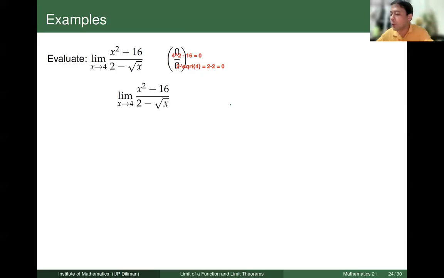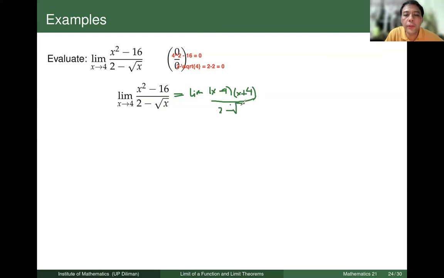So take note that in the numerator, since it is a polynomial, the numerator can be factored immediately since nag-zero yung ating numerator, so it becomes x minus 4 and x plus 4. Okay? All over. Now, yung denominator natin nag-zero then.